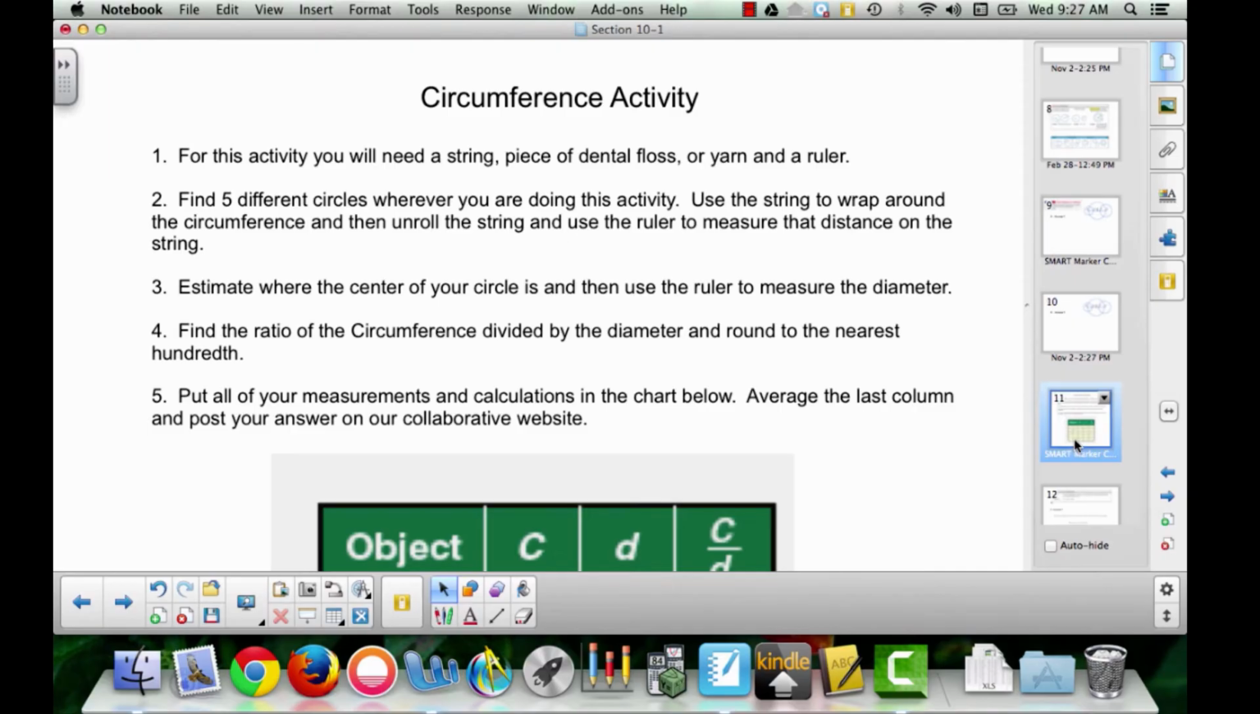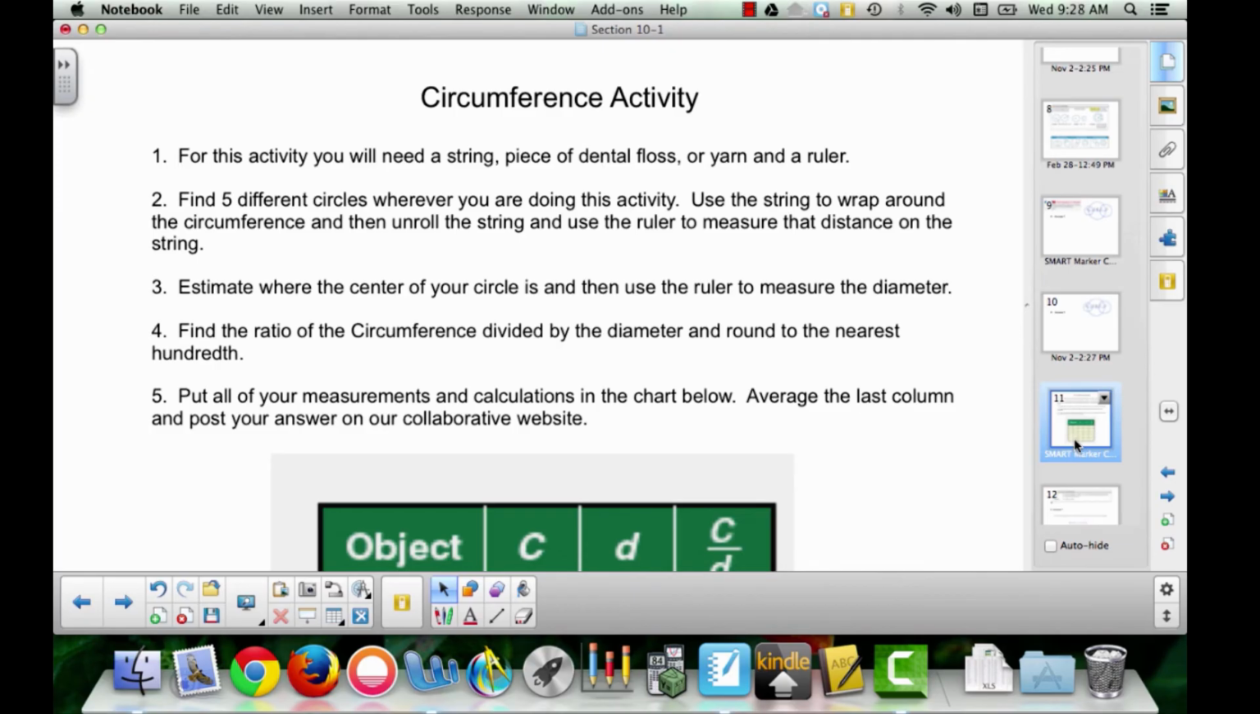Alright, now you're going to do an activity to learn about the circumference of a circle. Circumference of a circle is like the perimeter of a polygon. It's simply the distance around the circle. So what I want you to do is get something like a string, you can use a piece of dental floss or yarn, and a ruler. You're going to find different circles around wherever you're doing this activity. Try to find 5 different circles.